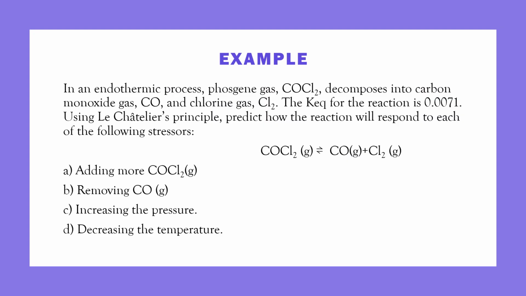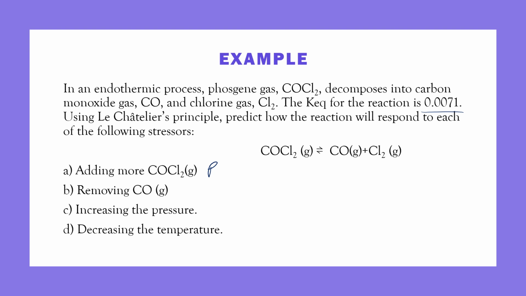Okay, so we have this reaction. The COCl2 decomposes into carbon monoxide and chlorine gas, and they gave us the value of KEQ is 0.0071. We're going to predict how the reaction will respond to each of the following stressors. If I add more COCl2, increasing the concentration, I need to use up that excess, so it will shift towards the product side. So I'm going to write P for products, shift towards the products.